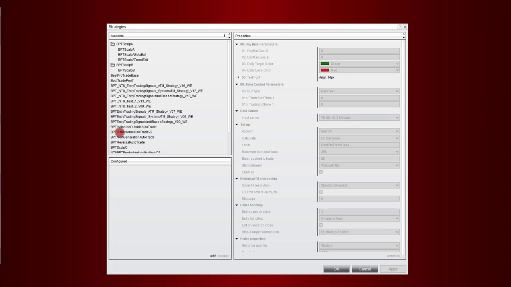Then we have the institutional automated trade, available on NinjaTrader 7 and NinjaTrader 8. Then we have a next generation automated trade, available on NinjaTrader 7 and NinjaTrader 8. And then we have a reversal automated trade. It is available on NinjaTrader 7 and 8, but on NinjaTrader 7 we have ATM and fully automated. On NinjaTrader 8 it is only fully automated.